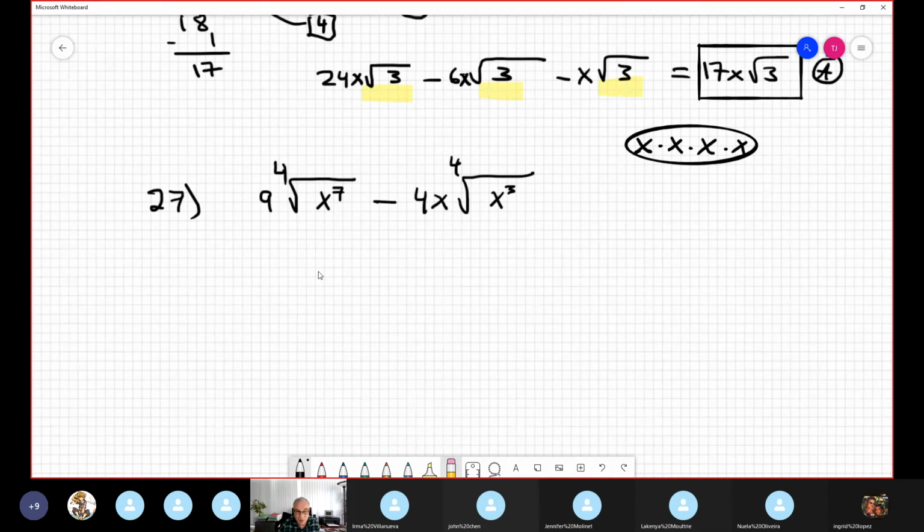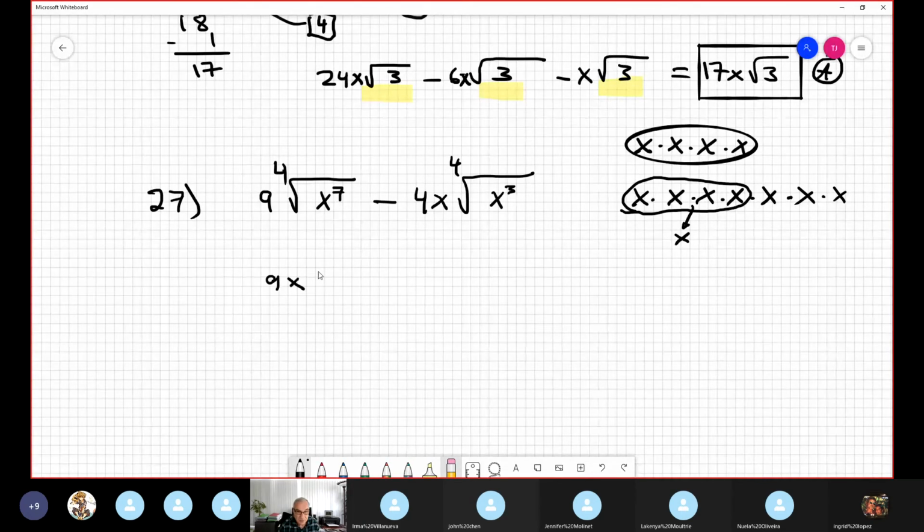And the first, yes. Because it's x times x times x times x times x times x times x: 1, 2, 3, 4, 5, 6, and 7 x's. You analyze 4 by 4 because of the 4th root. So the first 4 x's represent 1 x outside, and this one stays. So it's 9x times the 4th root of x cubed, because we have 1, 2, 3. Minus 4x times the 4th root of x cubed.